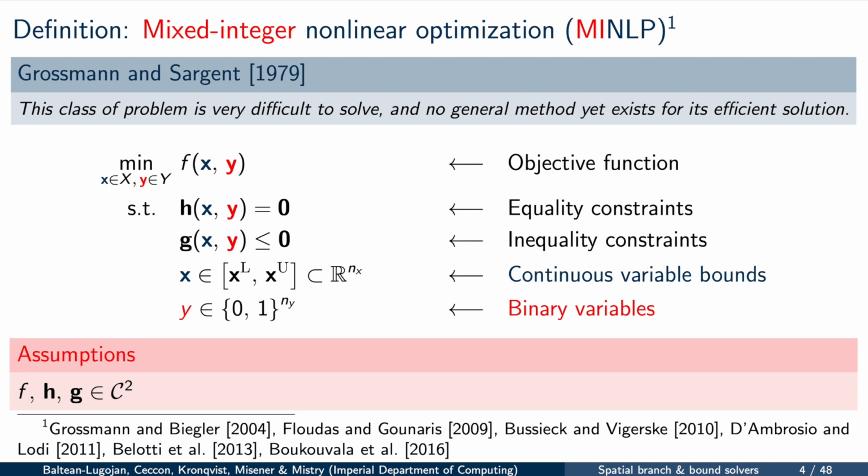I know if each of the f, h, and g functions are nonlinear. I know if there are exponential terms or polynomial terms, etc. So in this minimization problem, we're going to search over the continuous variables x and the discrete variables y, and I'm going to assume that all of the x's and y's are bounded.